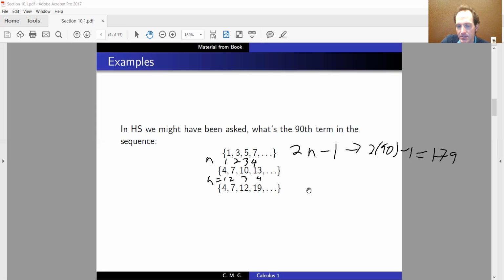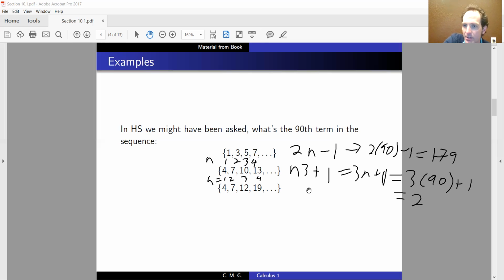2 times 3 plus 1 is 7. 3 times 3 plus 1 is 10. 4 times 3 plus 1 is 13. So it's going to be n times 3 plus 1, or really 3n plus 1. So the 90th term in here is 3 times 90 plus 1. And 3 times 90 is 270, so it's 271. So 271 is the 90th term in that sequence.